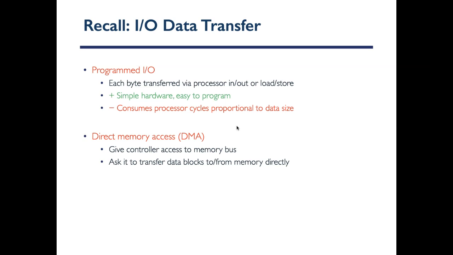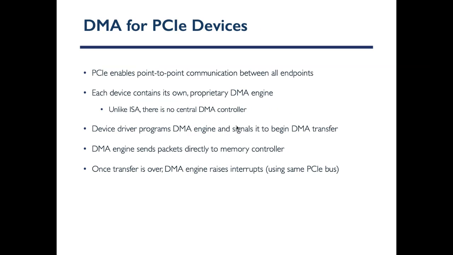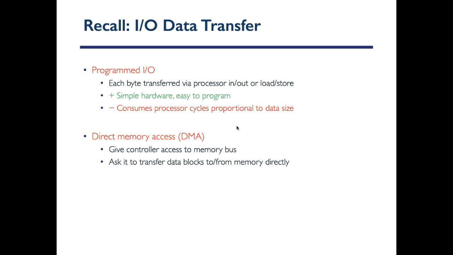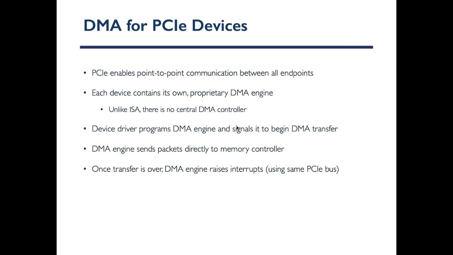controller. You give it some addresses, and then the CPU starts doing other stuff. The controller transfers data from or to memory, and once it's done, it raises an interrupt telling the processor that the data is ready. We talked about how it's done. Now, let's look at it in the context of PCIe devices. It's more intuitive in this context. It's a little bit different than how it's done in other communication protocols like ISA.